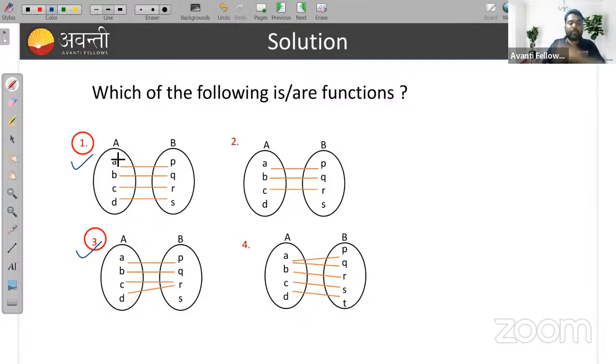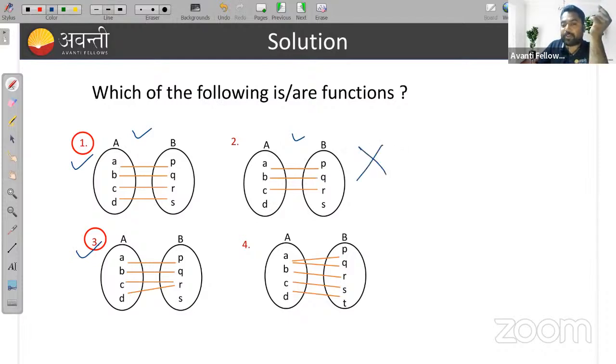Let's check. See, in set A, we have 4 elements A, B, C, D, and each has an image in set B. And those are having only one image in set B. So it is a function, right? But in the second case, here in set A, there is an element D, which has no image in set B. That's why it is not a function.